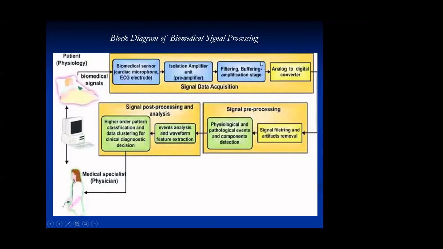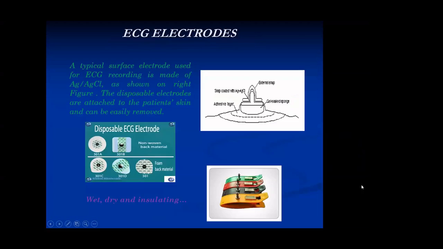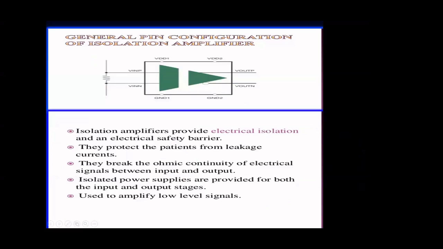So these first three blocks we can also call analog signal processing. They will be performed in the analog domain. Once it is converted into digital, we have digital signal processing. But in analog signal processing also we need some amplification and filtering basically. So the first amplifier is called the isolation amplifier.